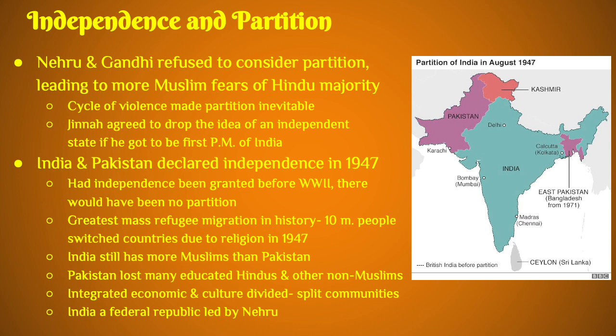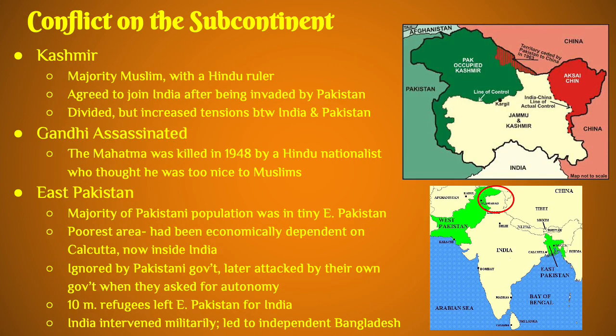So India becomes a federal republic that is led by Nehru, unsurprisingly. Now, if you look at the map, you can see that there are actually two Pakistans, and we'll get to that in a moment. Unsurprisingly, this division leads to conflict.